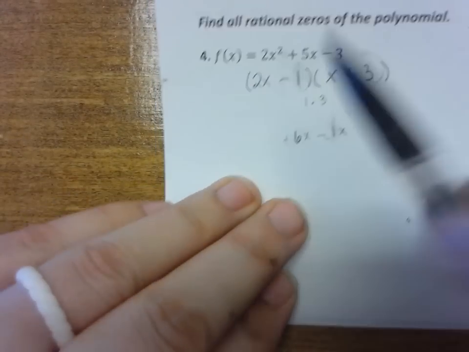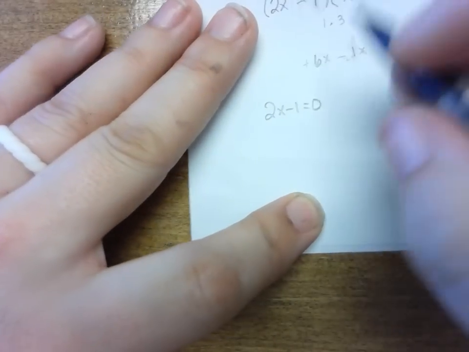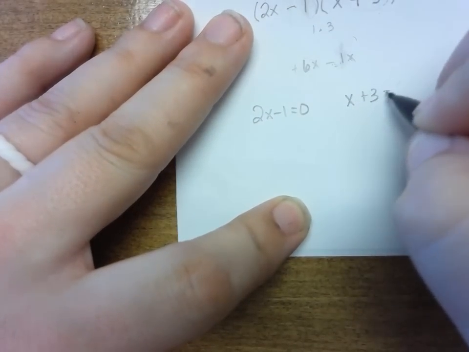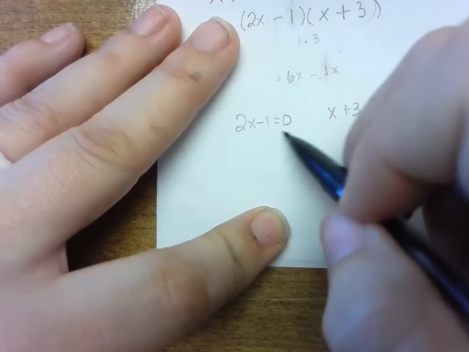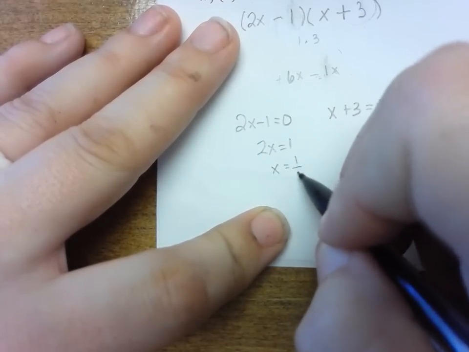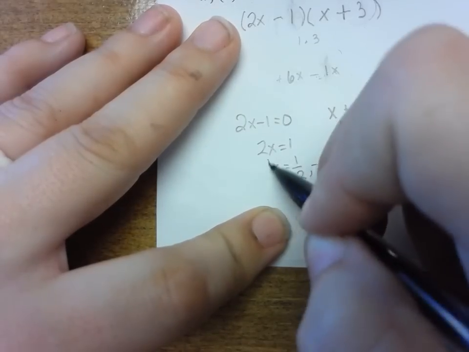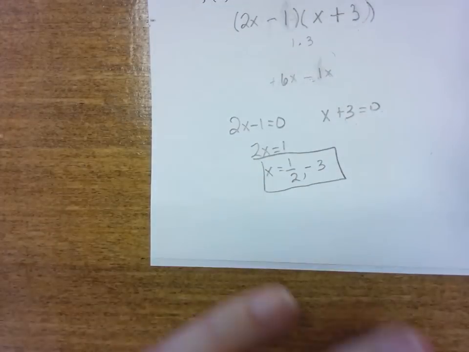To find the zeros, we set each of these equal to 0. So 2x minus 1 equals 0, and x plus 3 equals 0. I'm going to add a 1 and then divide by 2. Over here, I'm just subtracting 3. There are my zeros. Okay, flipping on over.